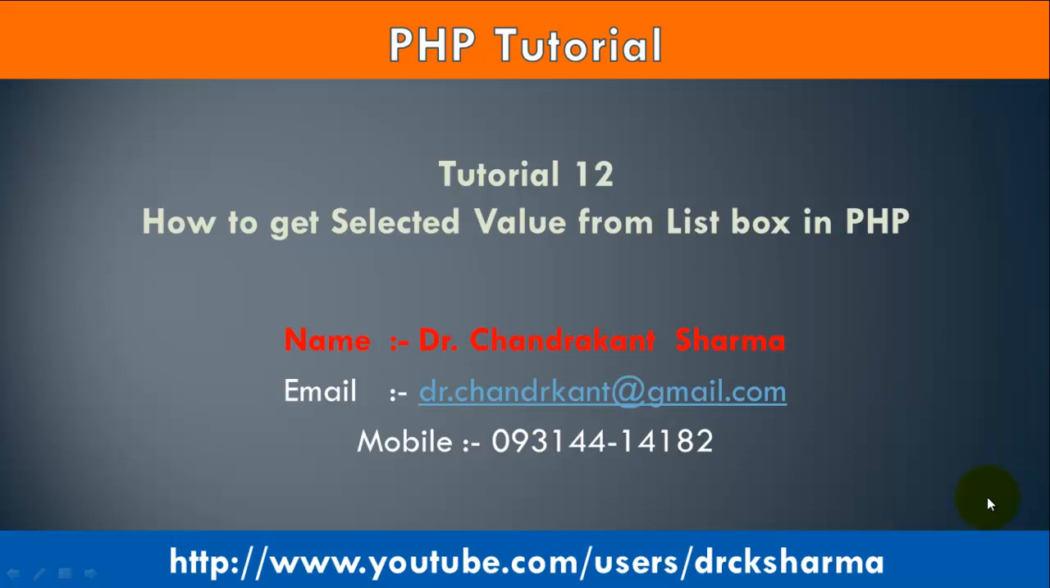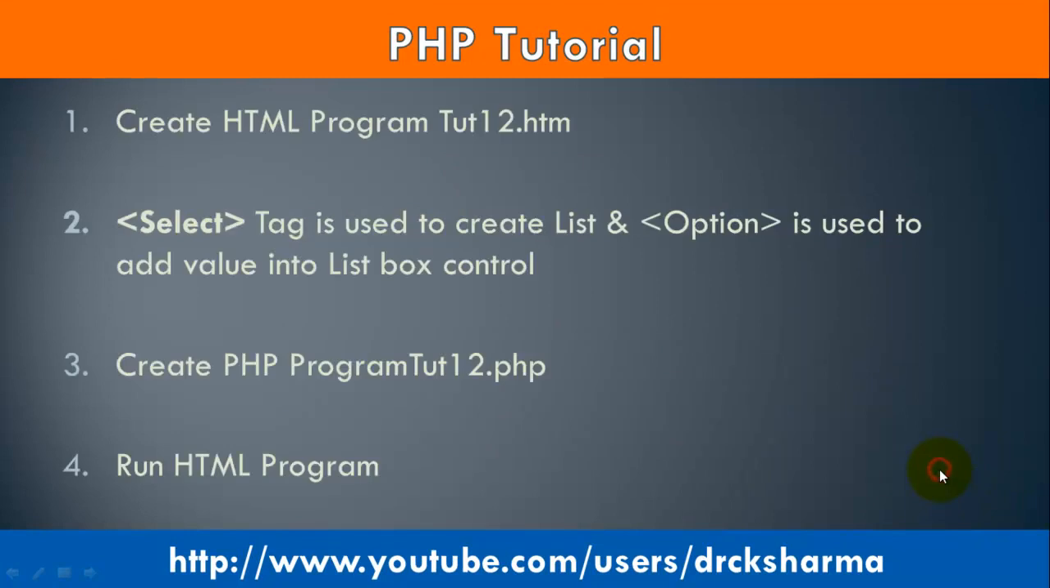In this tutorial, we will learn how to get the selected value from the list box control in PHP. The following steps are used to implement this program. Step 1, create HTML program tutorial.htm. In this program, we use the select tag to create the list box control, and option tag is used to add values into the list box control. Step 3, create the PHP program tut12.php. Step 4, run the HTML program.